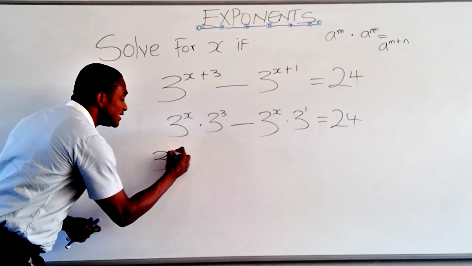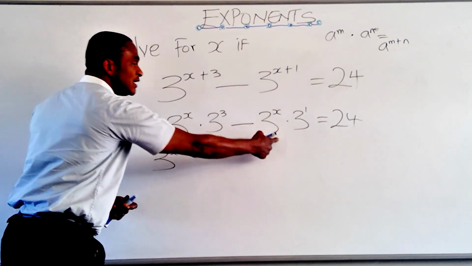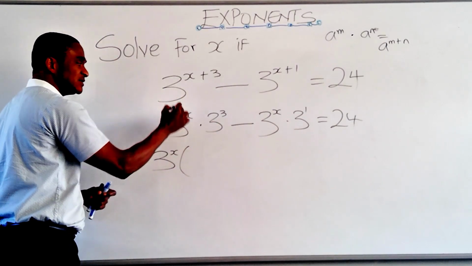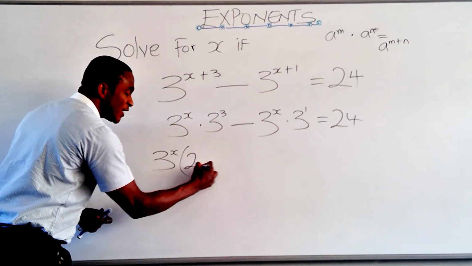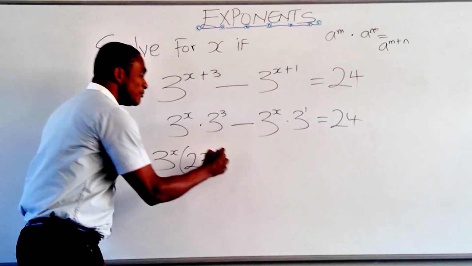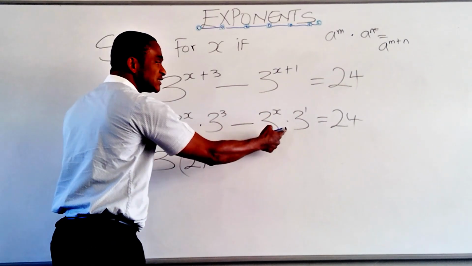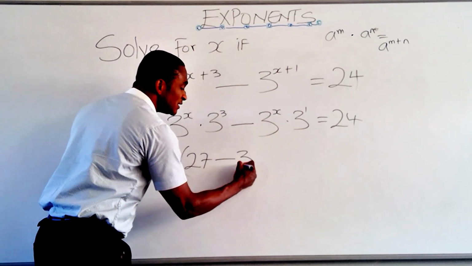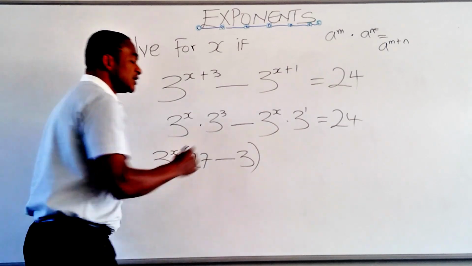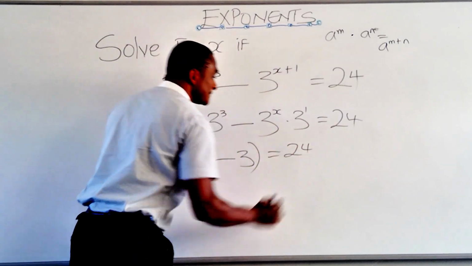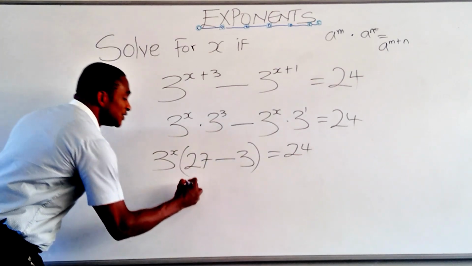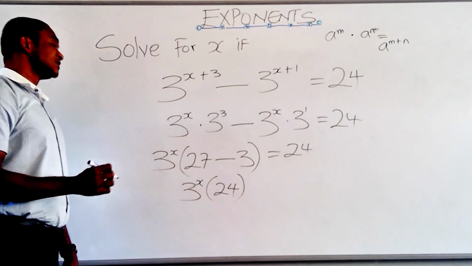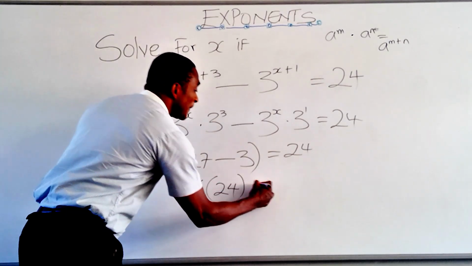So if I have 3 exponent x, common factor, here and here, if we take out 3 exponent x from the first section, it will give us 3 exponent 3, which is 27. Minus 3 exponent x, the common factor, from this section, we cancel out 3 exponent x, we are left with 3, equals to 24. Now what next? 3 exponent x, we have, remember 27 minus 3 is 24.